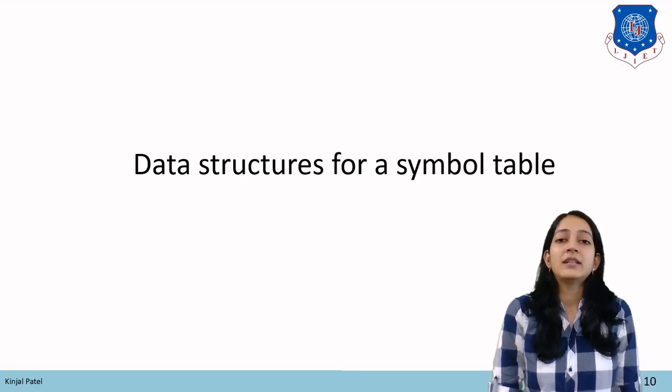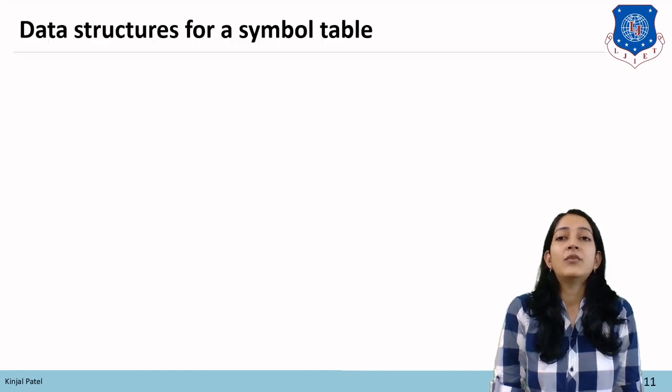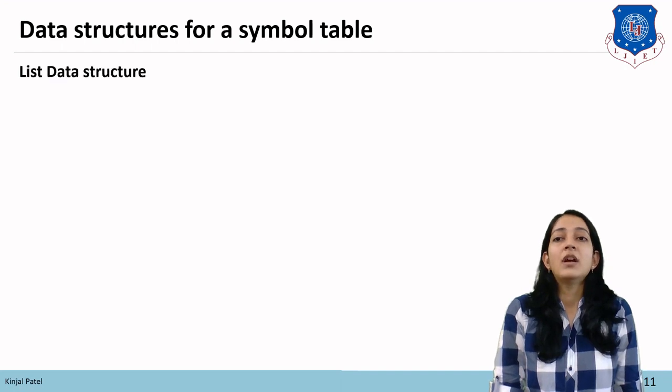Now next is the data structures for symbol table. So there are four data structures which we can use for a symbol table. First one is a list data structure.